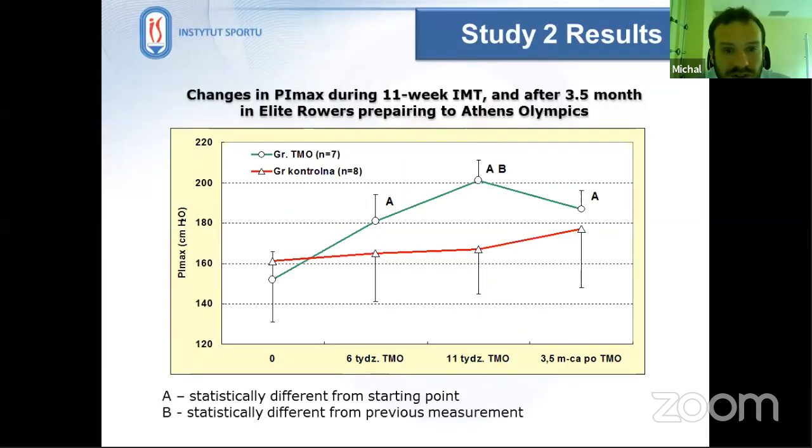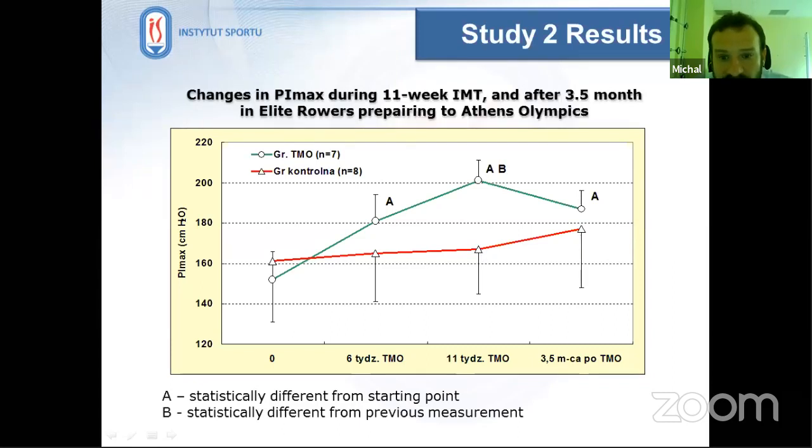That's how it looked in time. So at the beginning, circle, it's inspiratory training muscle group. Here is a control group. So after 6 weeks, inspiratory muscle training group increased a lot and still increased until 11th week. In comparison to control group, where this increase wasn't so high in comparison to inspiratory muscle training.